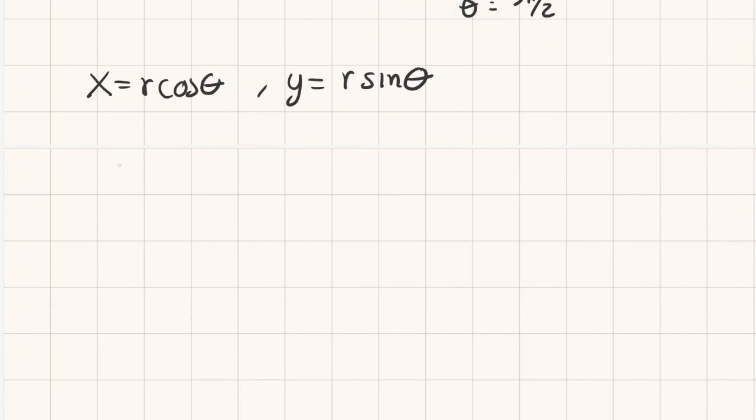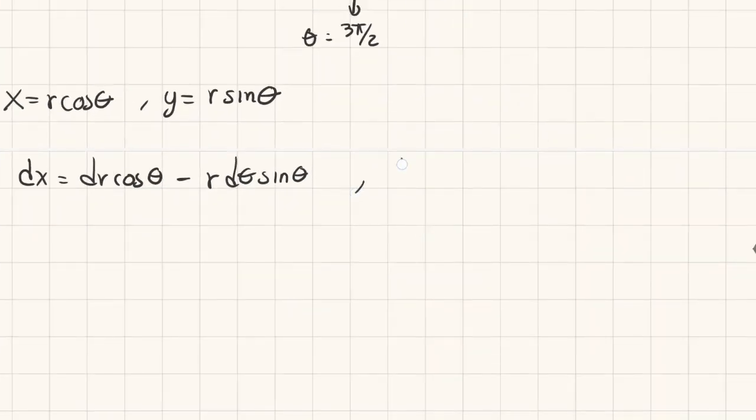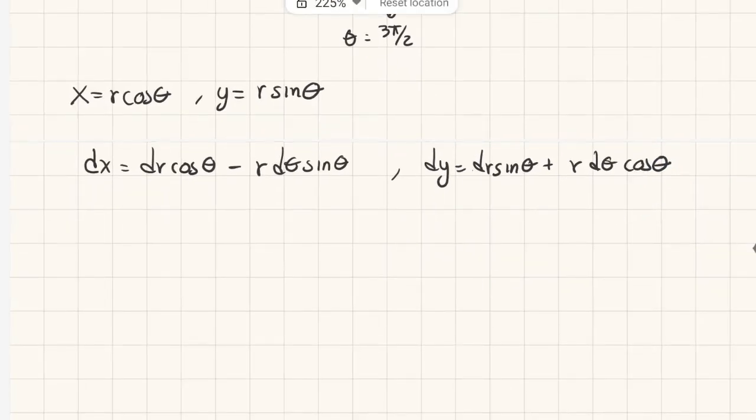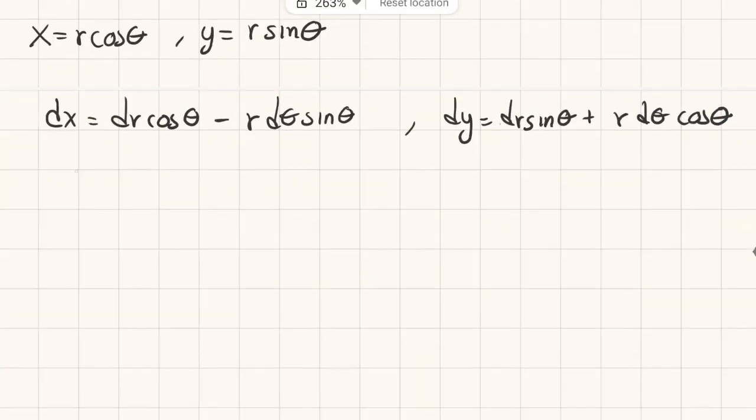So for the first example, it will be dx equals dr cosine theta minus r d theta sine theta. This is from basic calculus. It's just calculating the total differential. And then for the y it will be dy equals dr sine theta plus r d theta cosine theta, right? So we calculate these quantities squared.